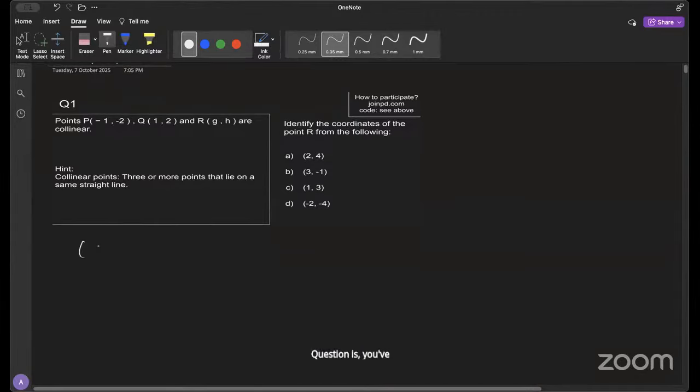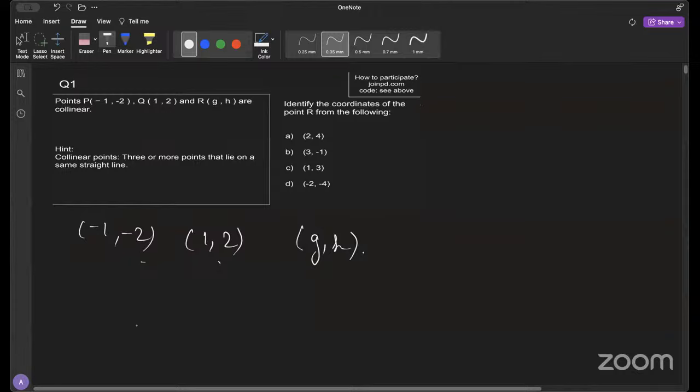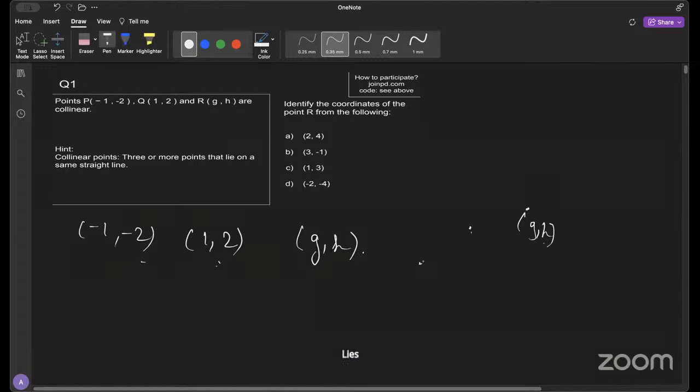The question is: you've been given 3 points, -1, -2, 1, 2, and there's an arbitrary point, GH. You have to find which of these points lie on the same line, which are collinear with these 2 points. First, you find the line that passes through these 2 points. There's a unique line that passes through 2 points, and you have to find if your GH lies on the same line or not.